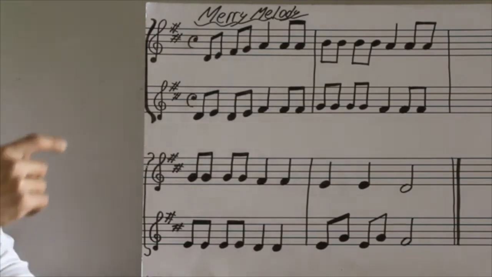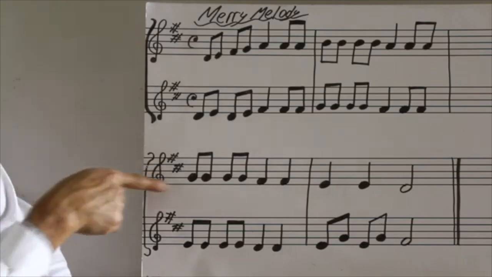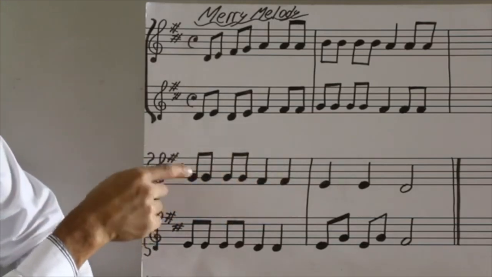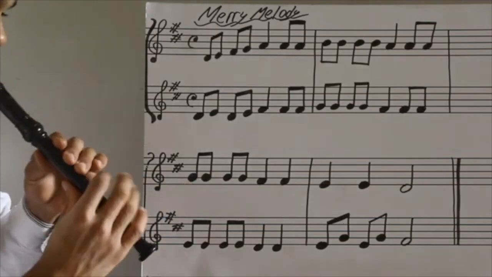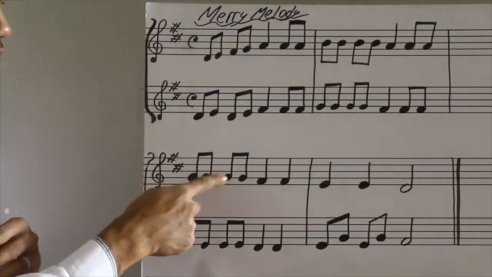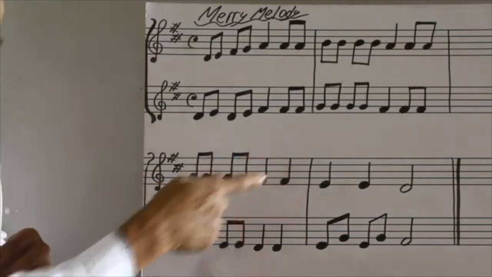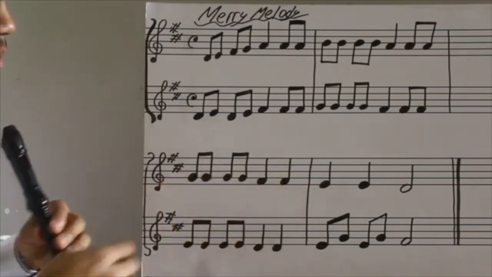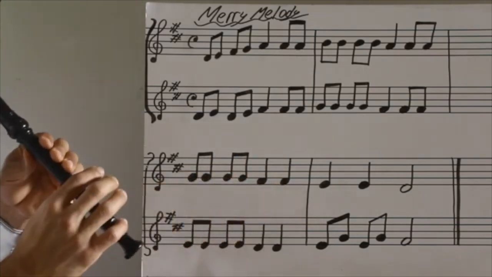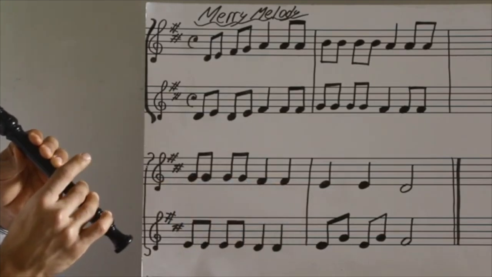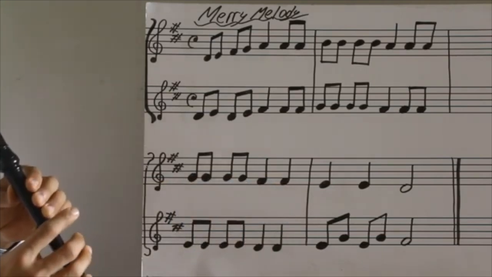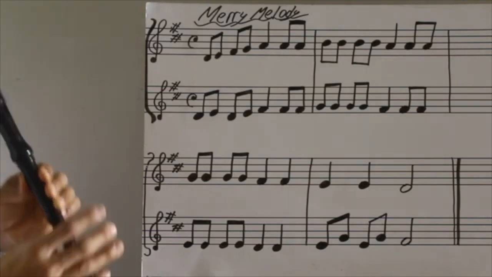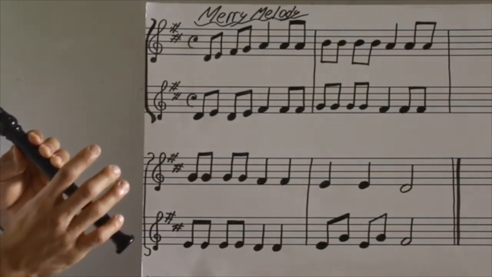All right, let's go to line number 2, still on the melody. Now, what we have here is pretty simple. We have G, let's get that note. G, G, G, G, F sharp, okay? G, G, G, G, F sharp, played on recorder. 3, go. Last time.